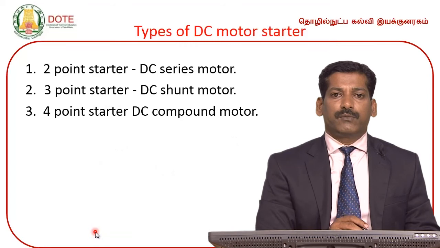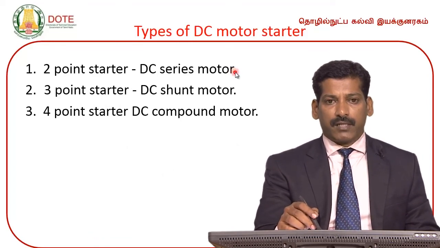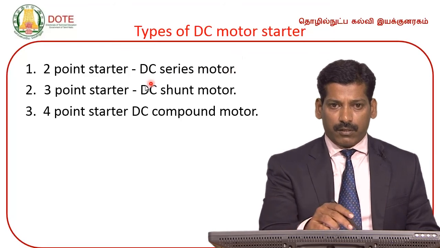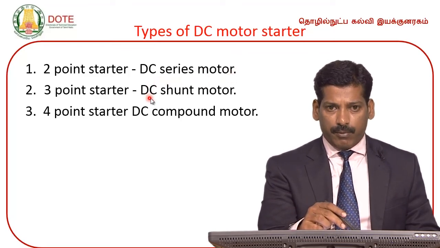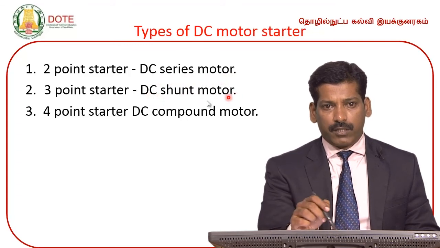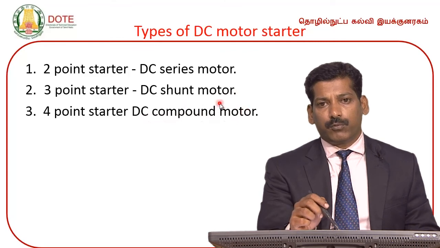Then comes the types of DC motor starters. A 2-point starter is employed for starting of a DC series motor, a 3-point starter is employed for a DC shunt motor, and a 4-point starter for a DC compound motor.